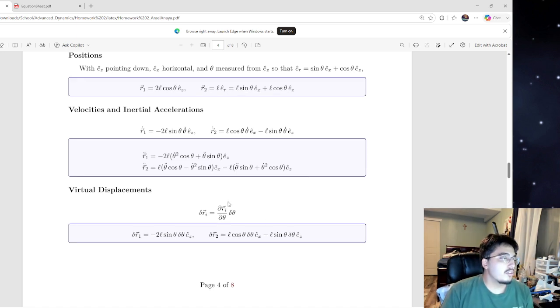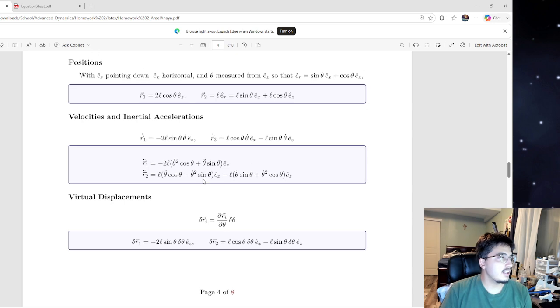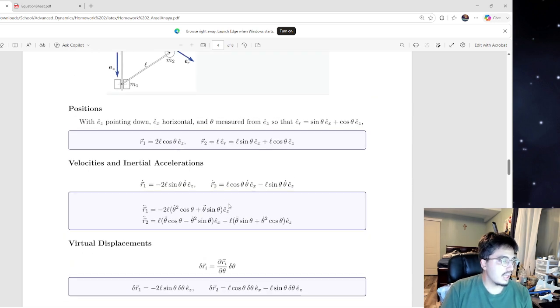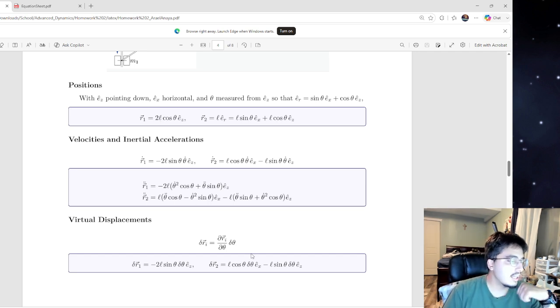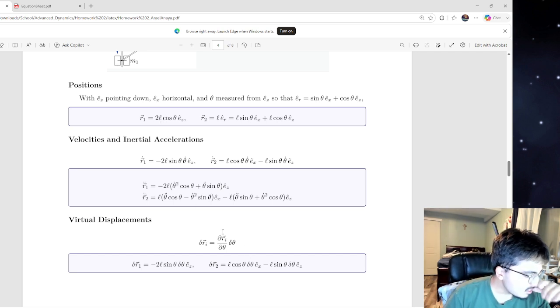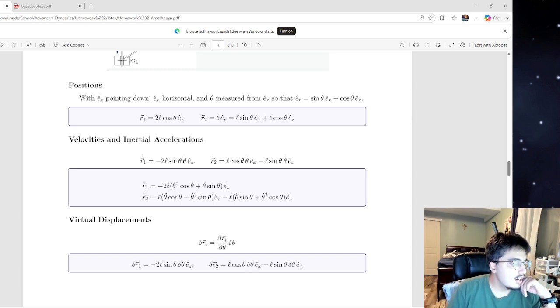Then for the virtual displacement, by definition, it's just the partial of the r vector we're looking at with respect to our generalized coordinate, times the virtual change in that coordinate. So for the first one, that's just taking the derivative of cosine, which gives, again, that negative sign. Then for our second vector, I'm keeping it in the EZ direction here, and just taking the derivative with respect to theta for both of those.